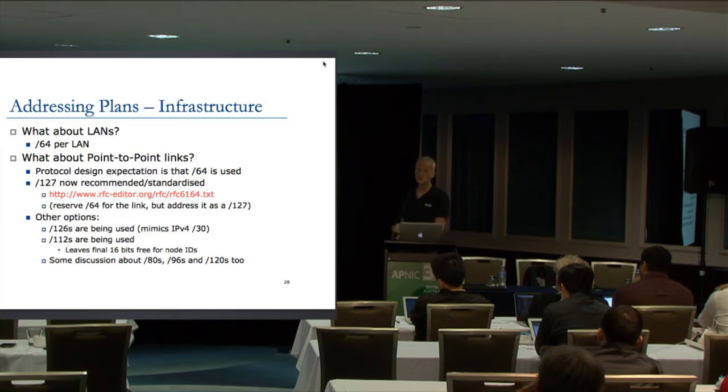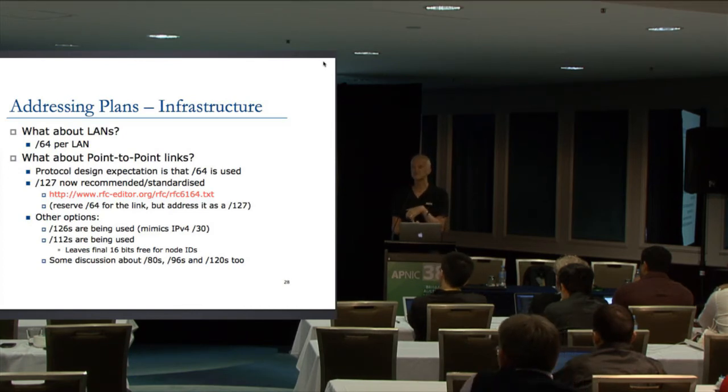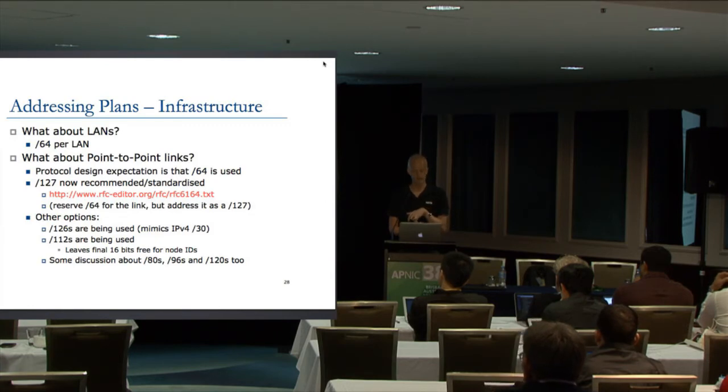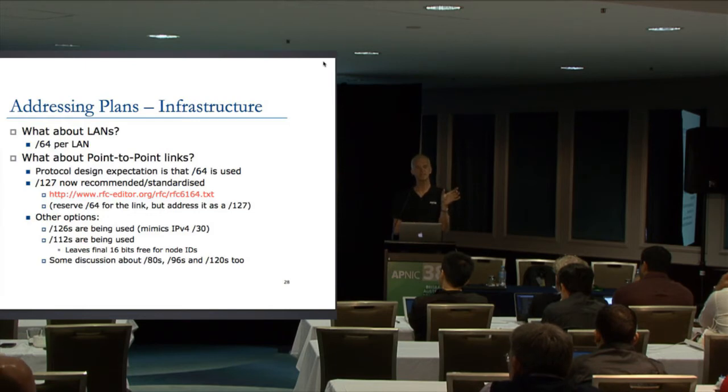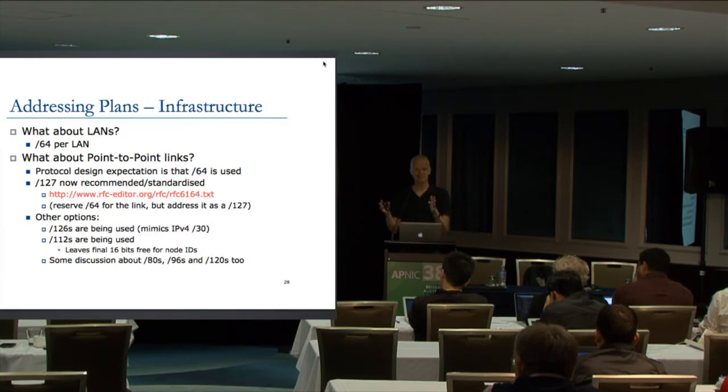Point-to-point links: protocol design expectation said /64 for point-to-point links, but number them as a /127. That's RFC 6164. Quite a few operators, and more, are doing that now. You still reserve the /64 for the link. I've renumbered enough backbones that were, let's say, misnumbered initially, and renumbering links from one size to something bigger is a big pain. Well, renumbering anything is a big pain in an ISP backbone. So reserve the whole /64 for the link still, but actually put the addressing on as a /127.